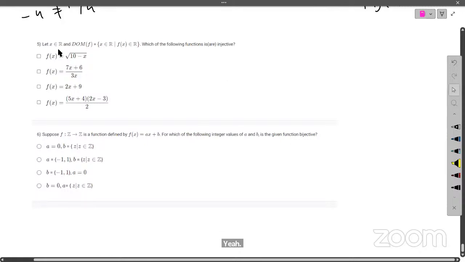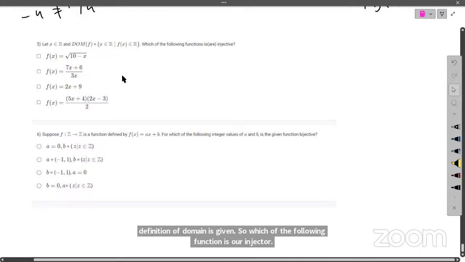Here it is given that x belongs to real numbers, the domain of f is all x belonging to real numbers, f of x. Here this definition of domain is given. Don't worry about that. So which of the following functions are injective? Okay, so we have to answer injective functions.